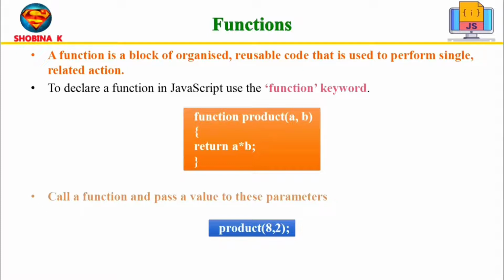When JavaScript reaches a return statement, the function will stop executing. In this example, the product function returns the product of two arguments. This function will compute the product of A and B and return the result.